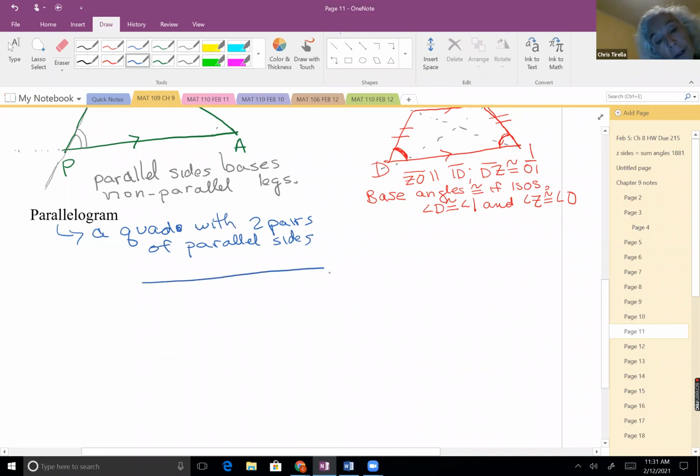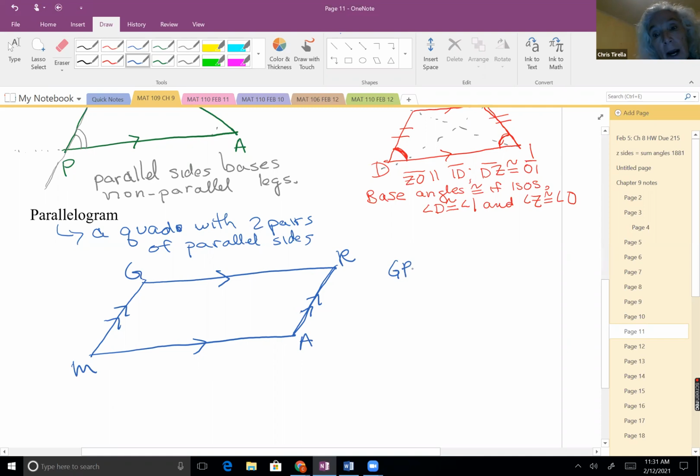So if I picture these sides will be parallel, and also these sides will be parallel. So I guess we'll call this GRAM. So GR is parallel to AM. RA is parallel to GM.